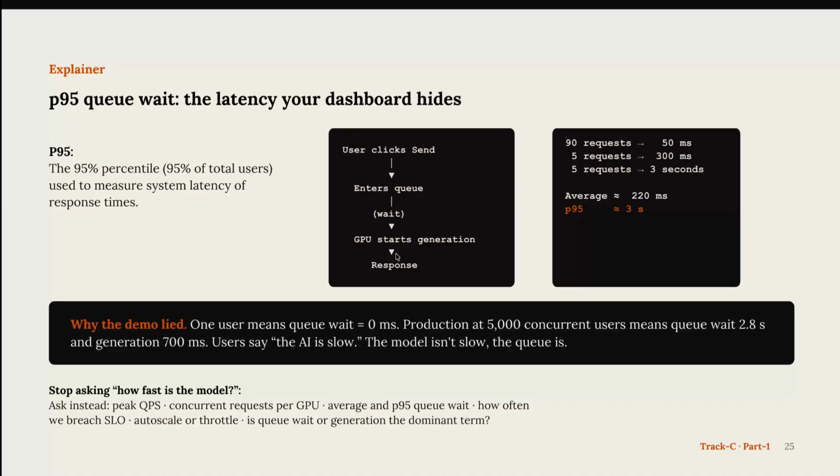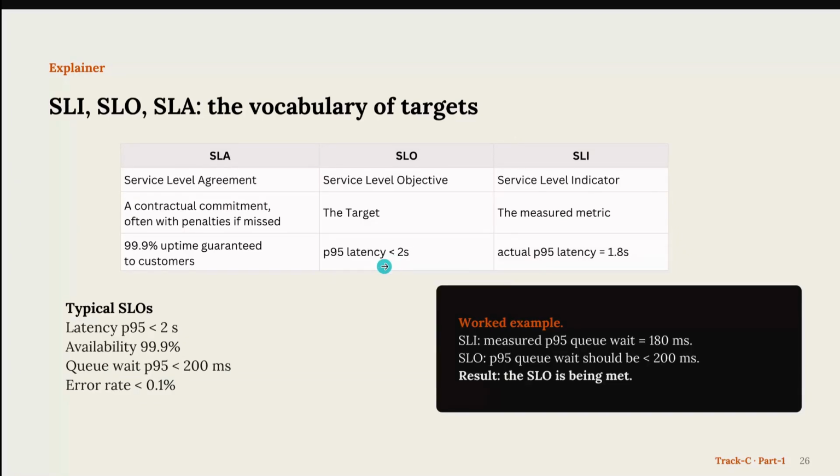The moment somebody types a query and hits enter, this whole cycle of taking it into the queue, waiting in the queue, getting the GPU's generation started, calculating the response, and hitting it back to the UI, everything should happen under 2 seconds, for example. Yeah, that could be our service level objective. This is the target. But what is actually happening? That's the service level indicator, SLI. It helps us understand the measured metric. Actual P95 latency could be 1.8 seconds.